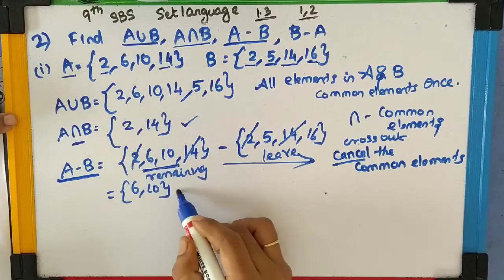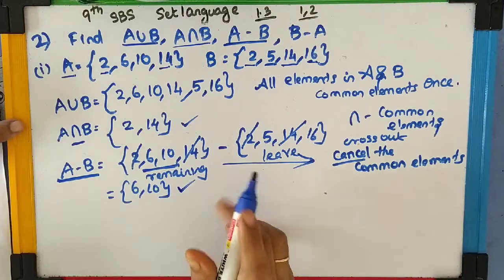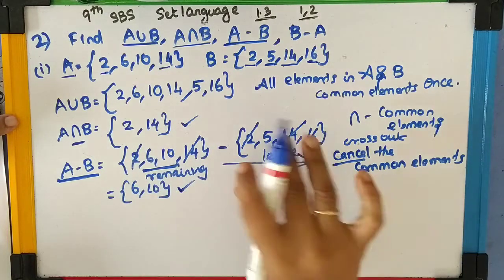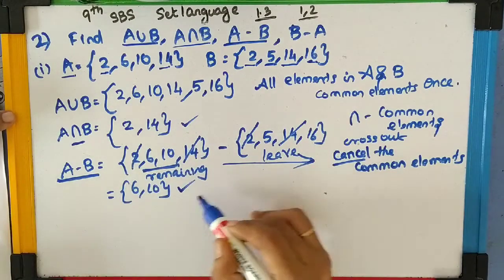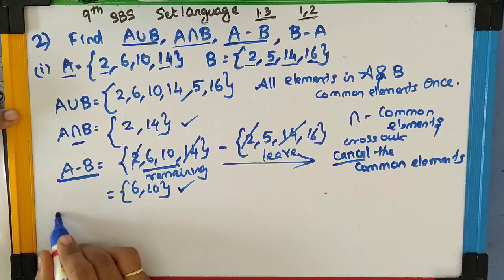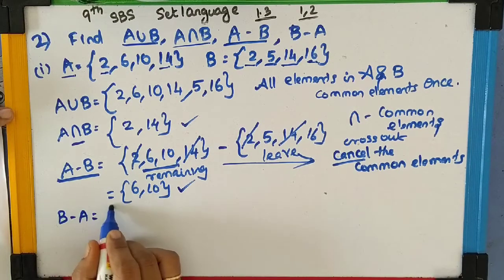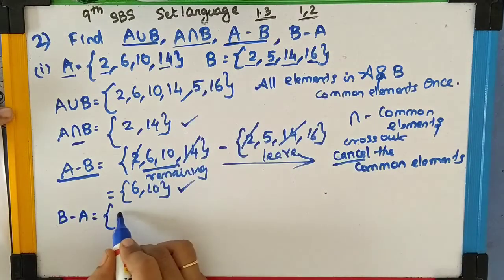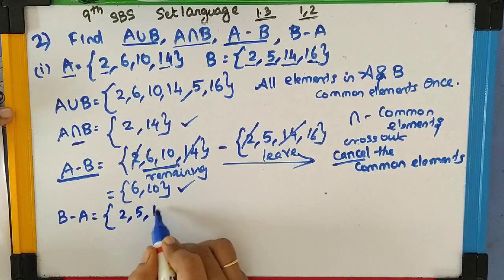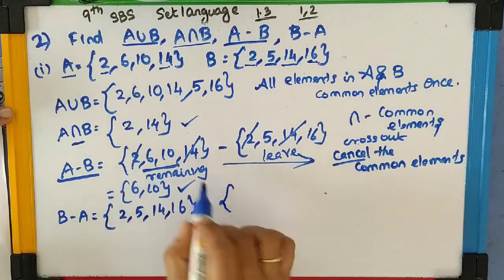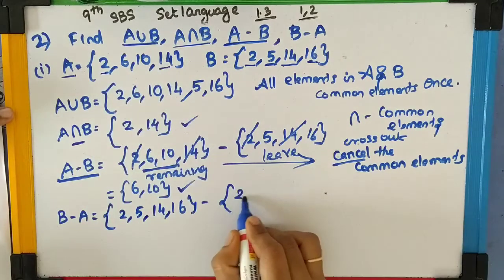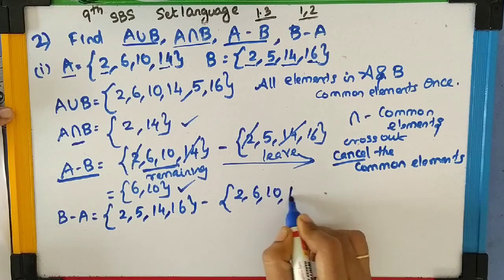Okay. So I am crossing out the common elements, leaving the second set completely and writing the remaining elements in the first set. Okay. Now what is B difference A? Now say it along with me. What is B? 2, 5, 14, 16. What is A? 2, 6, 10, 14.